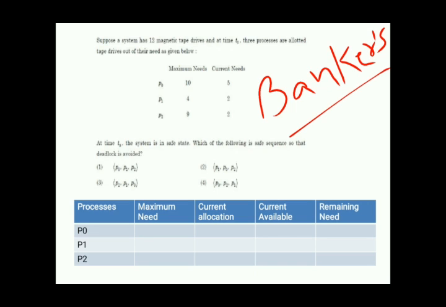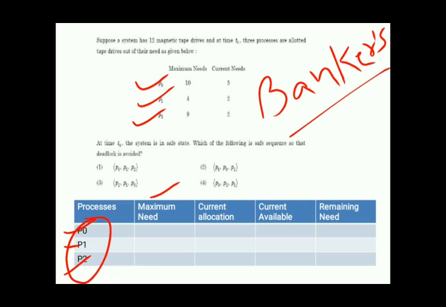In this algorithm firstly we have to create a table of 5 columns. The columns are named processes, maximum need, current allocation, current available, and remaining needs. In the first column, the processes, we write the three processes p0, p1 and p2, which are already given in the question. The next column is the maximum need.